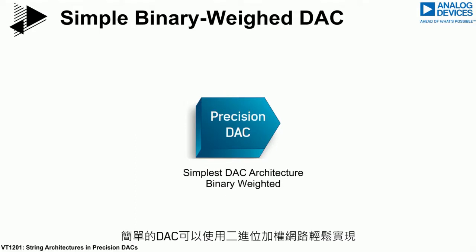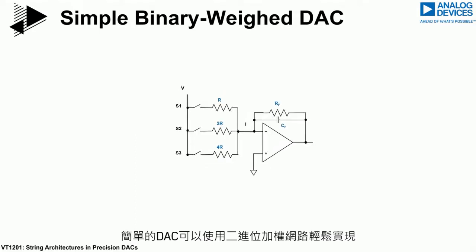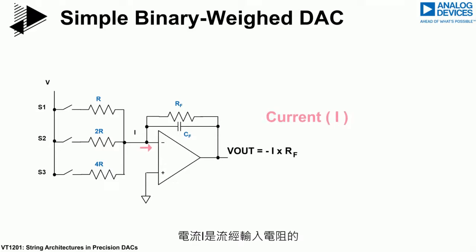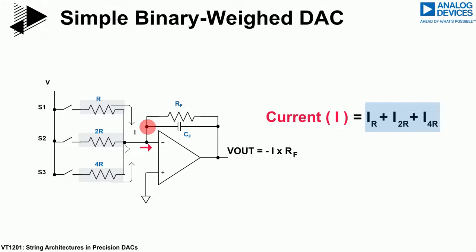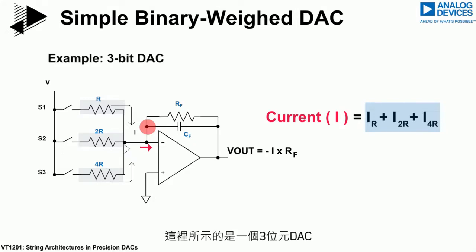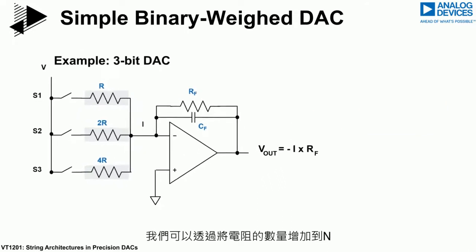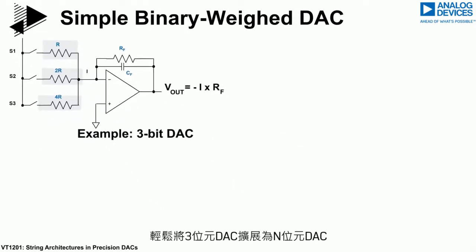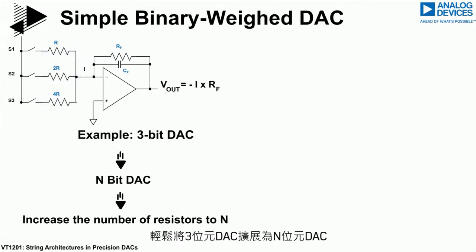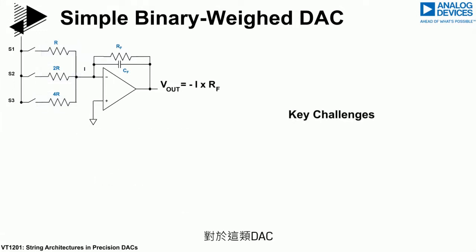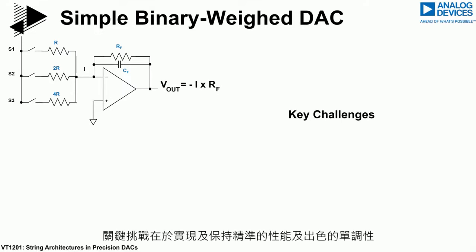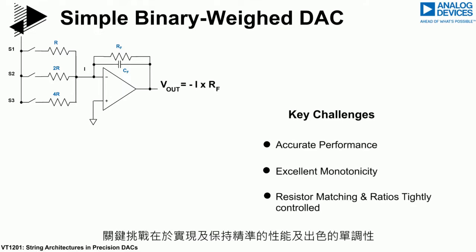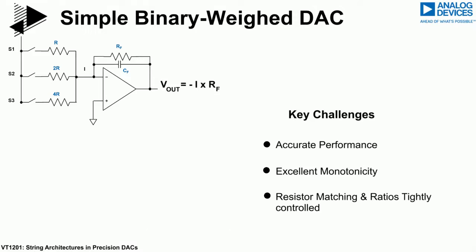A simple DAC can be easily implemented using a binary-weighted network. The current, I, is the sum of the individual currents flowing through the input resistors. Here we show a 3-bit DAC, which can easily be expanded to an n-bit DAC by increasing the number of resistors used to n. Some key challenges associated with this type of DAC are achieving and maintaining accurate performance and excellent monotonicity, due to the resistors needing to be matched and the ratios tightly controlled.